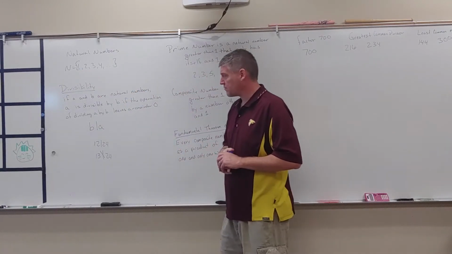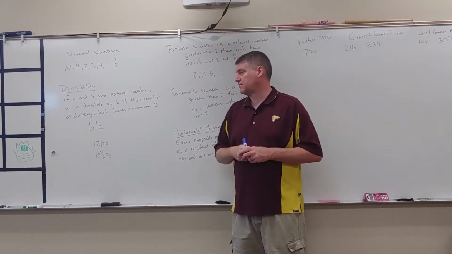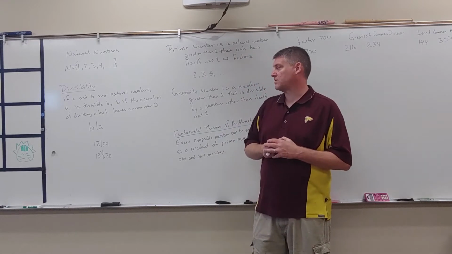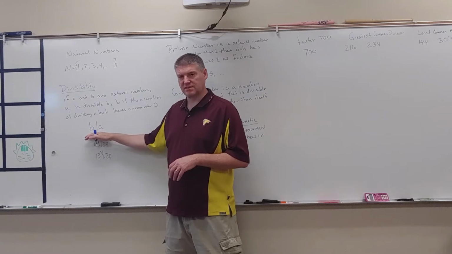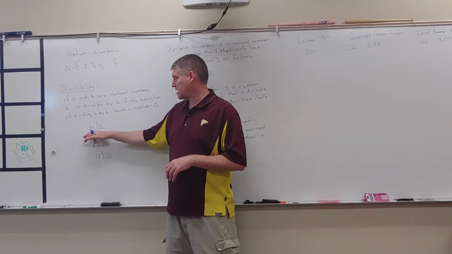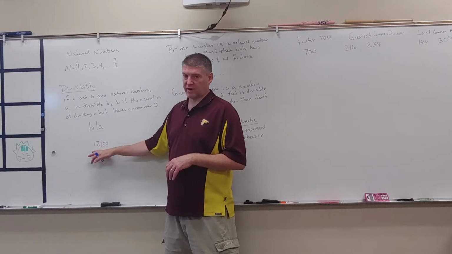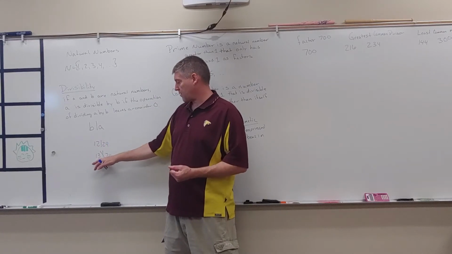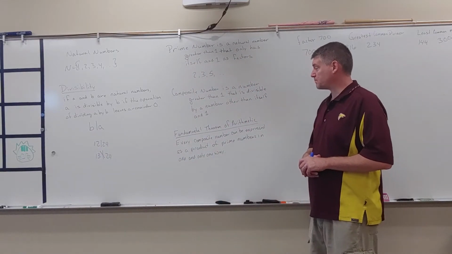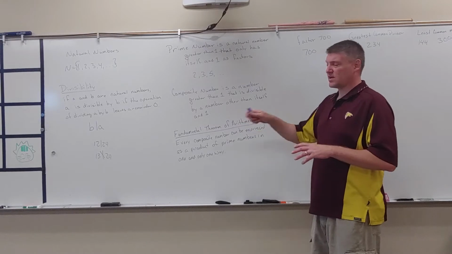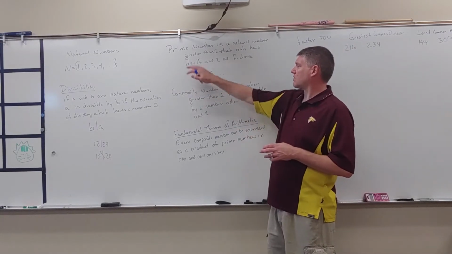So divisibility: if A and B are natural numbers, A is divisible by B if the operation of dividing A by B leaves a remainder of 0. It kind of looks like this. This is the symbology of it, B dividing A. So 24 is divisible by 12. That's a true statement. 13 does not divide into 24. Okay, so that's just some symbology there, just to look at.